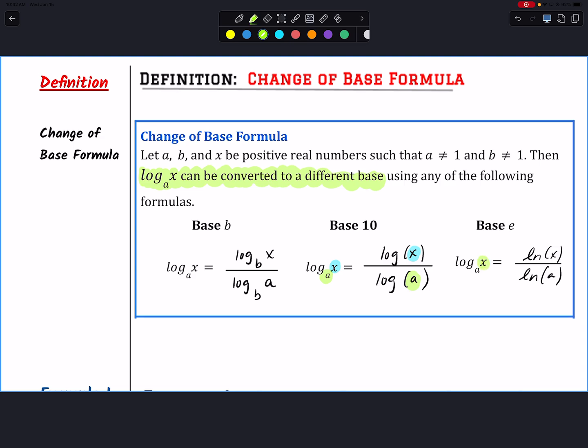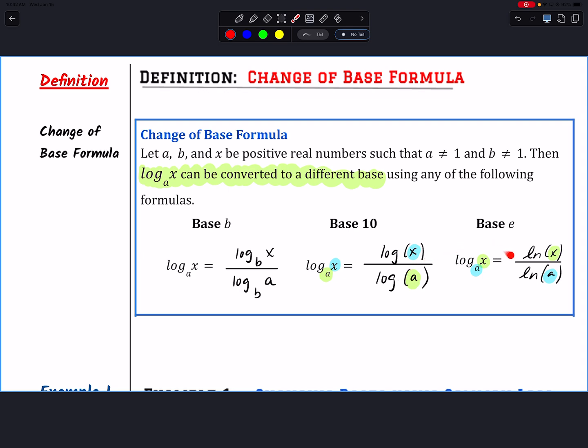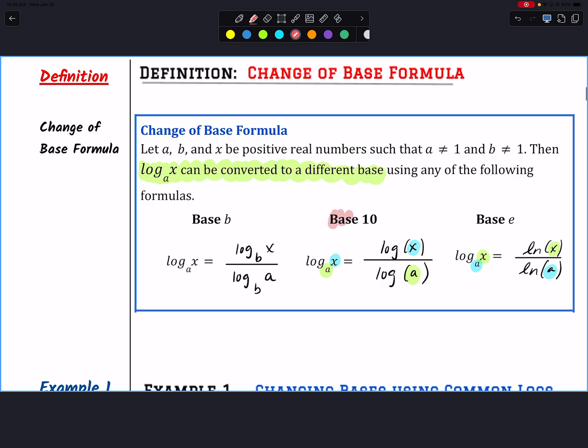This is on top, goes on top, below, below. We have a log button on our calculator. We have an ln button on our calculator. We will very rarely use this one, okay? This works, but it's easier to use these 2. So these are probably the 2 that you are going to use the most, okay?